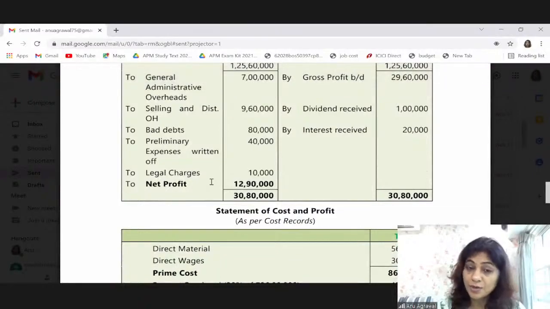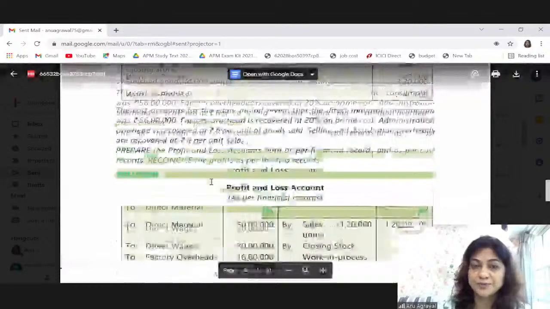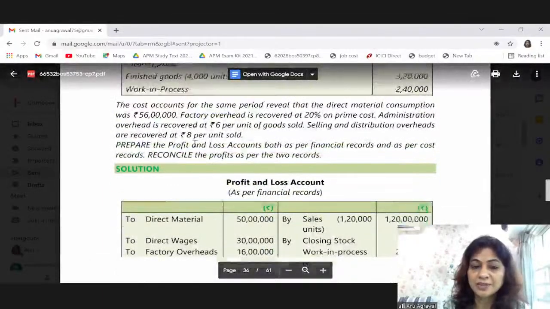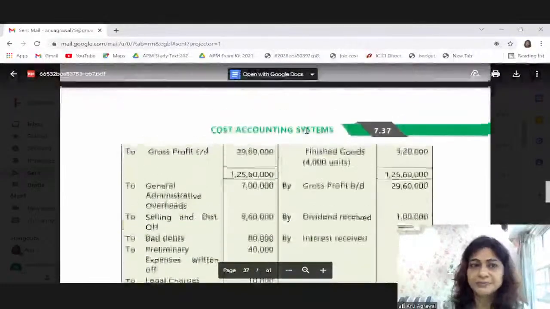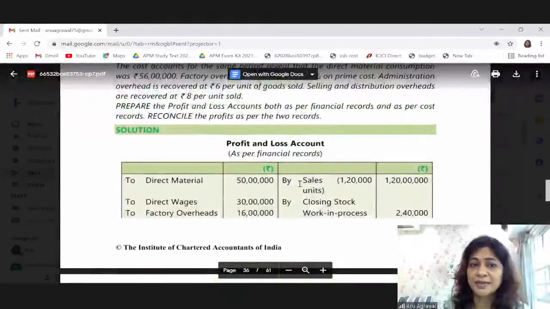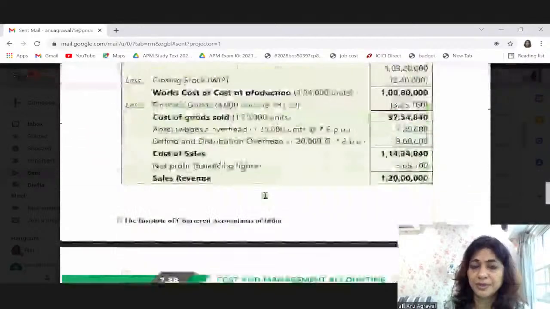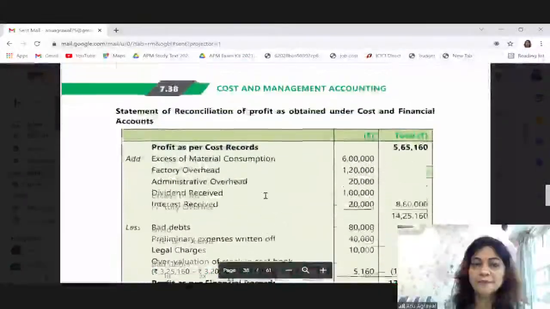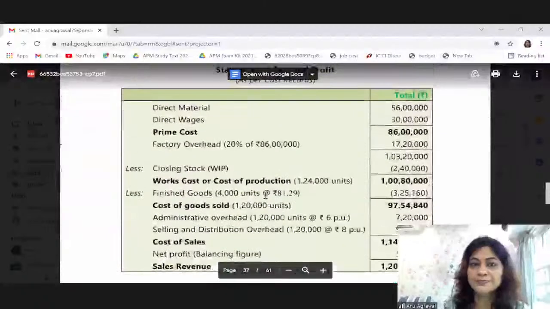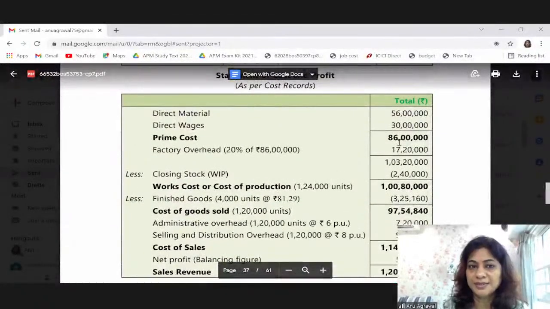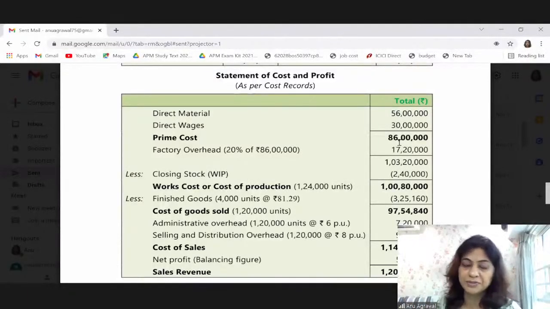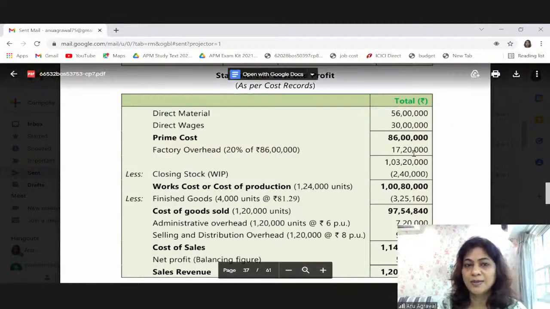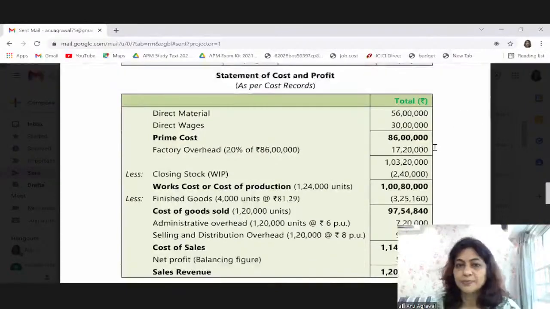Yes. Now, for cost records, you need to be vigilant. They have given material consumption as 56 lakh, so you will put in 56 lakh. Wages, nothing is given, so I take up this figure only, 30 lakh. So what is my prime cost? My prime cost is 86 lakhs. They have given that 20% of the prime cost you absorb as overhead. So you should not be bothered what is your actual. 86 lakh or 20% is your factory cost.